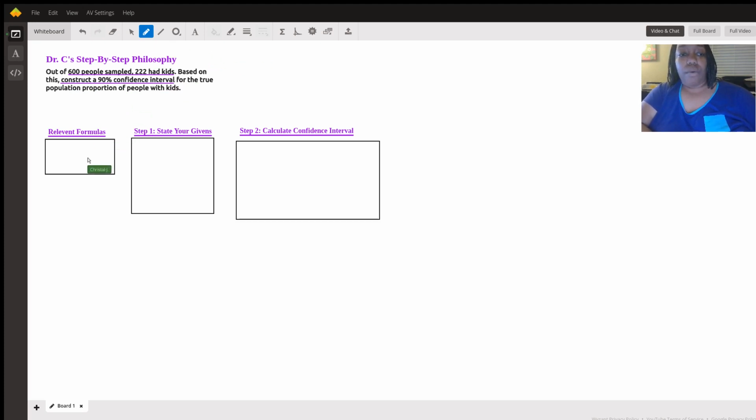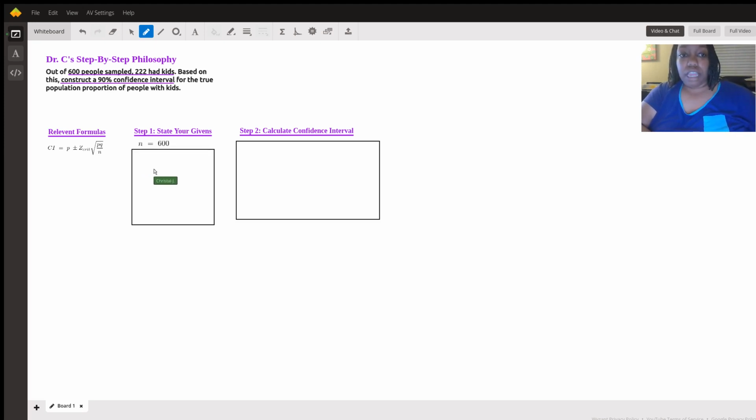So again, I always have people write out the relevant formulas. For the confidence interval for population proportion, we essentially have the proportion plus or minus the critical value times the square root of the population proportion times Q, which is 1 minus P, divided by N, which is the sample size. So next you're going to state your givens based on what they gave us.